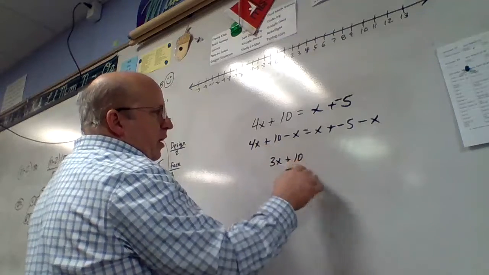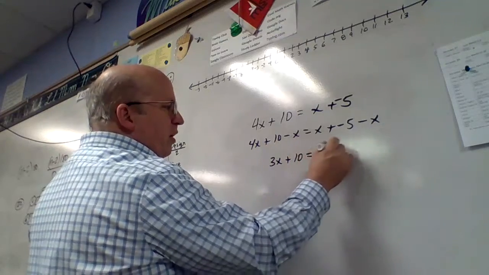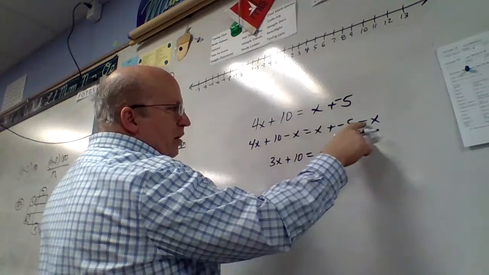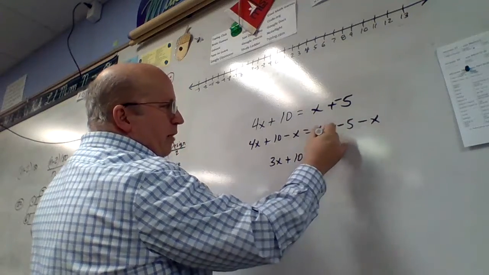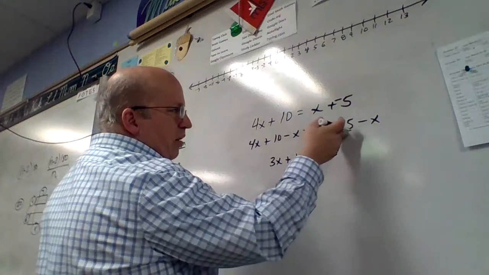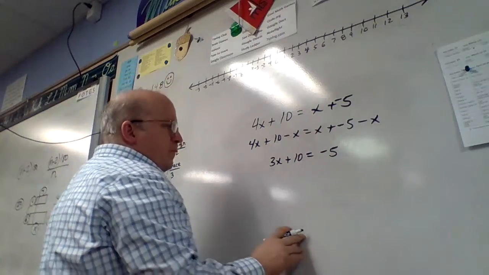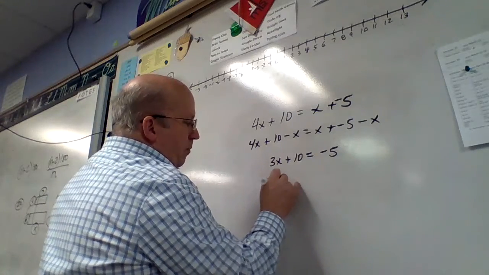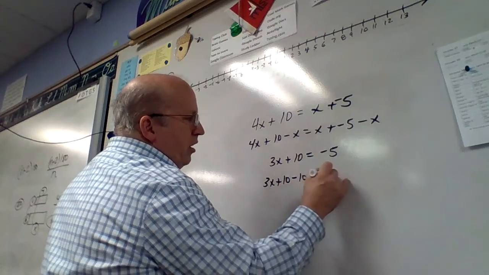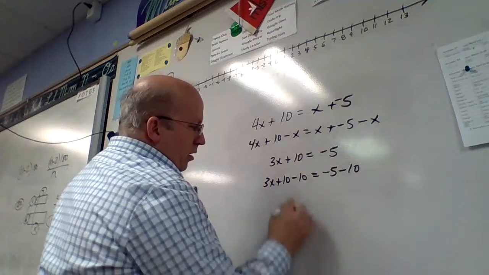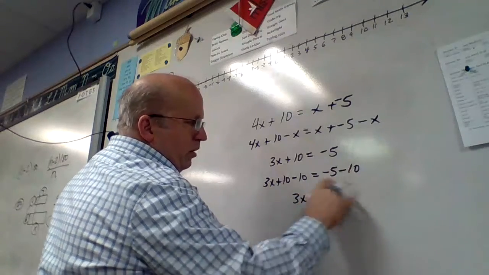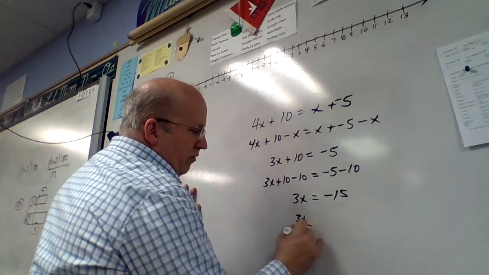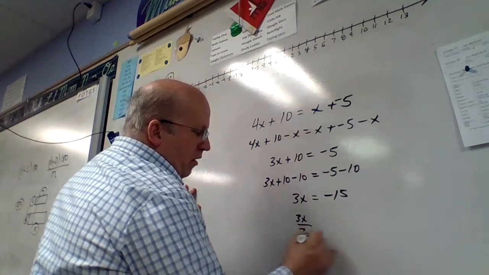And we still have that plus 10. And over here, we're left with negative 5, because if I have an x, and I subtract an x from that, I have nothing left. So all I'm left with is the negative 5. Good. Let's get the x by itself here. And let's do that by, first of all, subtracting 10 from both sides. And if I do that, I get 3x equaling negative 15. Then I'm going to divide both sides of the equation by 3.